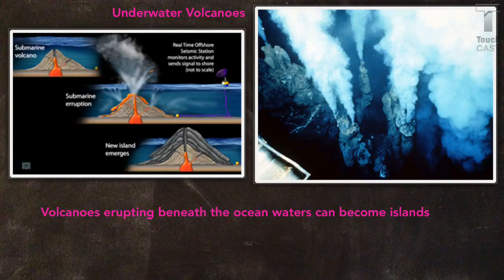Okay, so we all know about volcanoes when we were talking about plate tectonics, but let's talk about some underwater volcanoes, which are really cool. And these underwater volcanoes, when they erupt beneath the ocean, they can actually become land. And if you look at this picture, you can see how we take a submarine volcano, becomes a submarine eruption, and can end up becoming a new island. Remember, jot this stuff down, pause it when you need to.